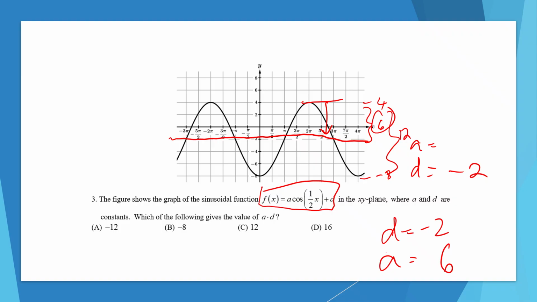Here we see that there is no horizontal translation, right? We're not moving the graph left or right on the inside. We do have a b value, but that's not important. So we are going to start the graph at 0, and at 0 we are starting at a minimum going up, which means we should have a negative cosine graph. So a should be -6, not +6. A lot of people missed that on the last test. So we have -2 times -6. We should get +12 as our answer for C.